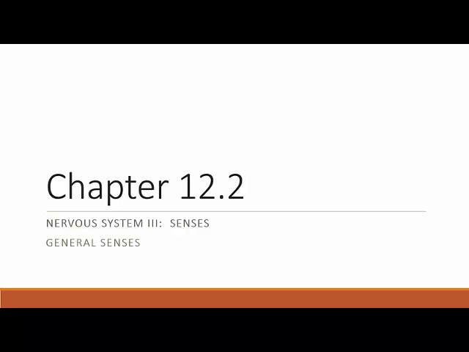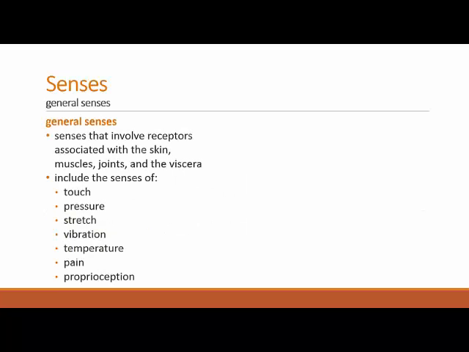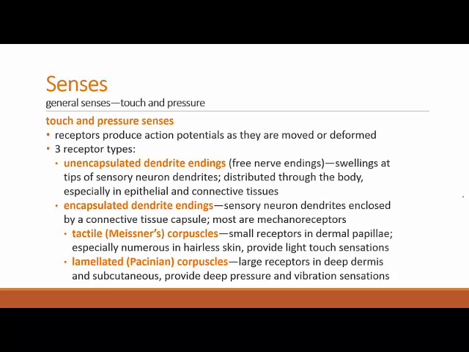In this lecture, we're going to take a look at the general senses, those senses that are distributed around the body with relatively simple receptive cells or structures. The general senses are associated with the skin, the muscles, the joints, and the viscera, all of the organs in the ventral body cavities. They include these senses: touch, pressure, stretch, vibration, temperature, pain, and proprioception.